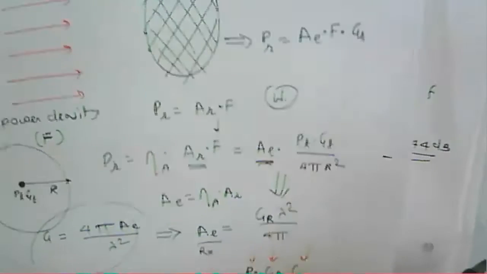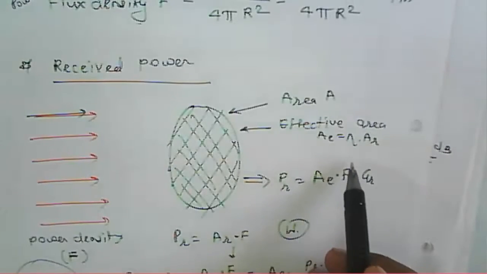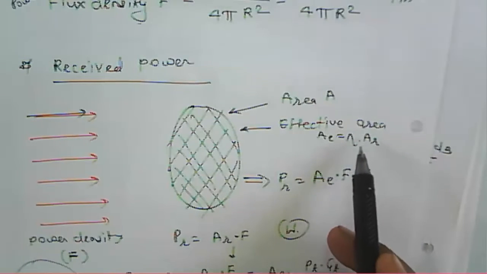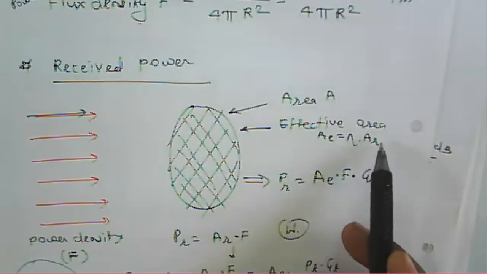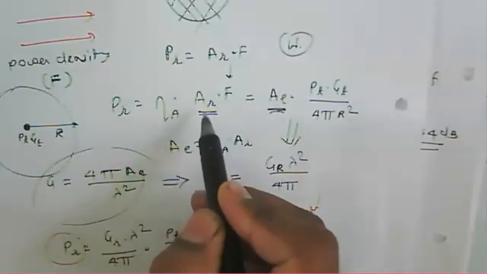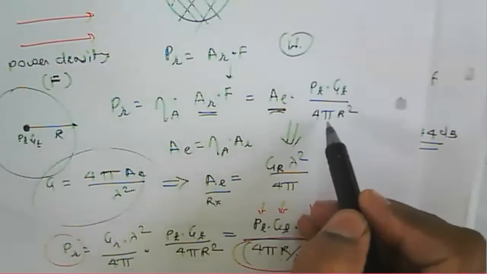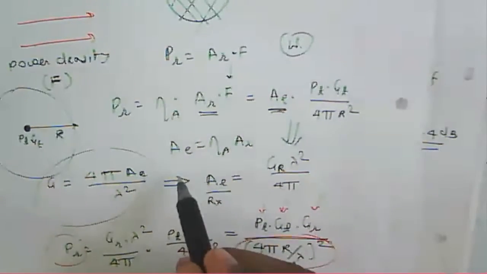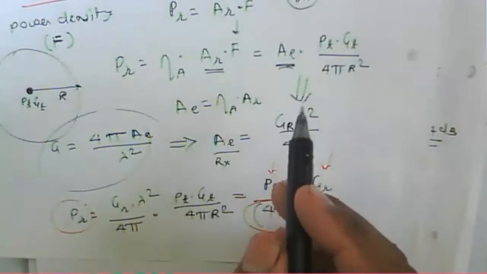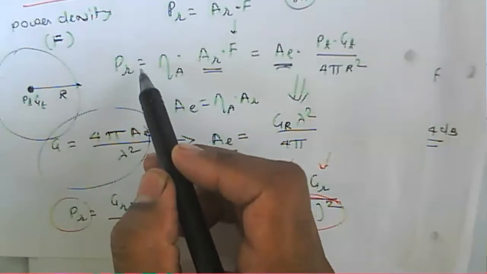Now why does this come? Because A is equal to what? The effective area is nothing but the efficiency of the antenna and the area of the receiving antenna. So that is the term A. F is nothing but PTGT by 4 pi r square. And then we solve this, and we'll get the equation for the received power.